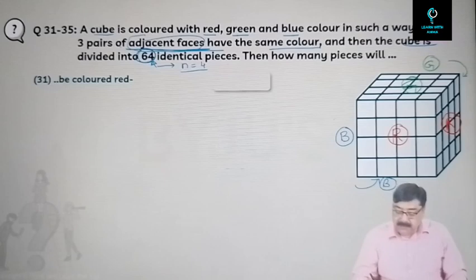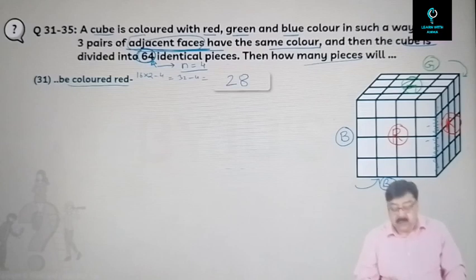Now, how many pieces will be colored red? Well, you know, on a single face we have 16. So 16 into 2: 16 in the front, 16 on the right hand side. But these 4 are common here, as you can see. This edge is common. So these 4 cubes you have counted twice. So 16 into 2 minus 4. That is 32 minus 4, which works out to be 28. So there are 28 pieces which are colored red here.